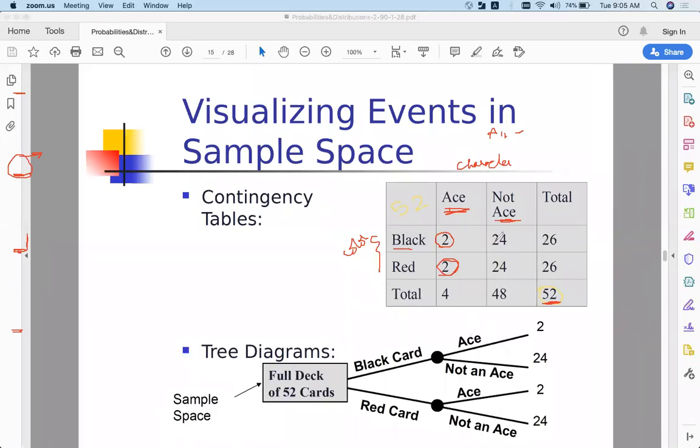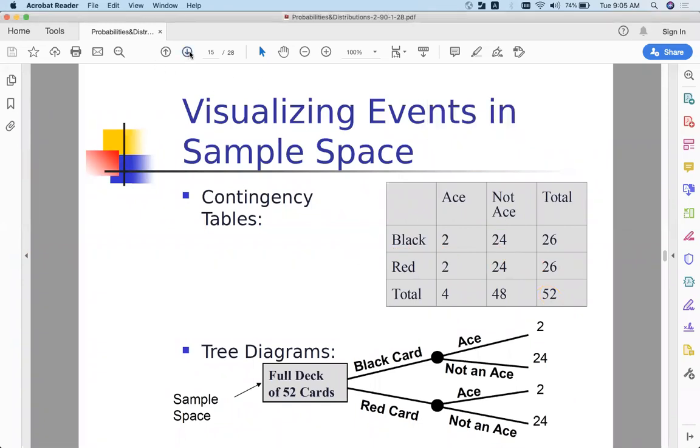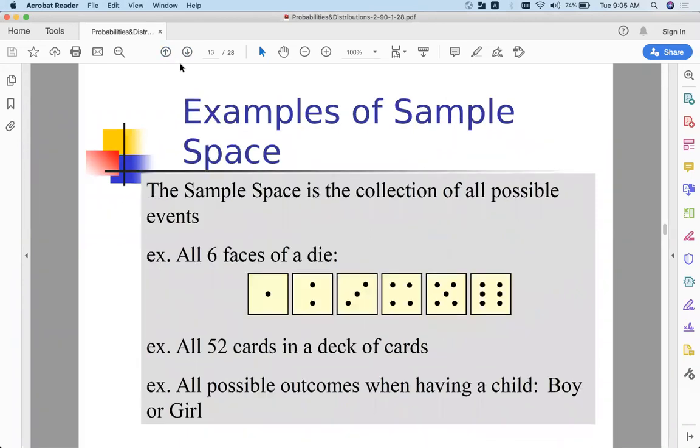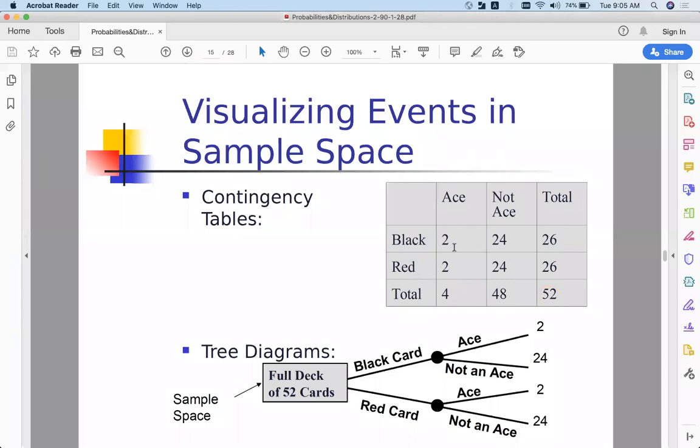So there are 24 black cards which are not Ace, and 24 red cards which are not Ace. So this is 26. Now why is this given? Because if you want to approach any problem, you can approach it in this manner. For example, you can define how many black Aces there are when you draw a card from one deck. The answer is 2 divided by 52. Right? Directly you can approach that.